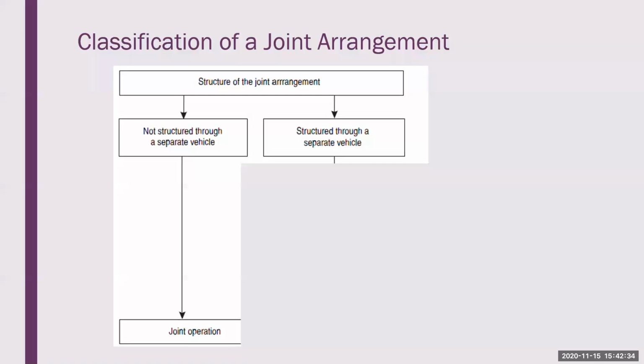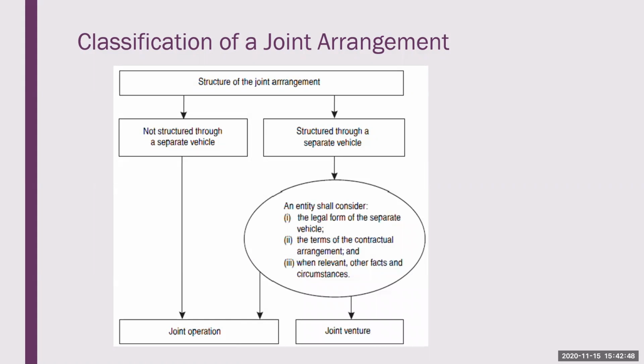Now, if on the other hand the joint arrangement is structured as a separate company, it still doesn't automatically mean that it's a joint venture. You have to ask the following questions. You should look at the legal form of the separate vehicle. You should look at the terms of the contractual arrangement, and wherever relevant, other factors and circumstances. If any of those additional considerations indicate it's a joint venture, then it should be accounted for as a joint venture. If not, then we account for it as a joint operation.